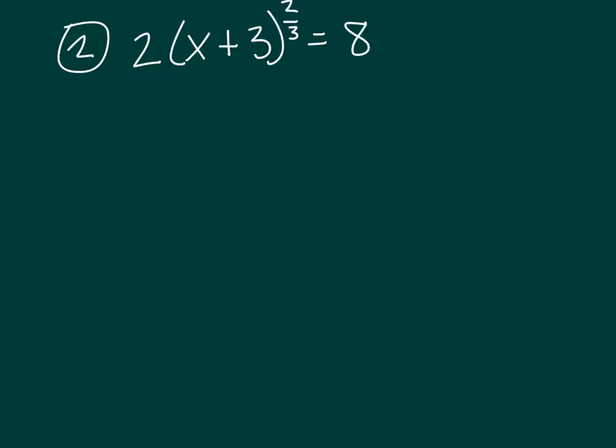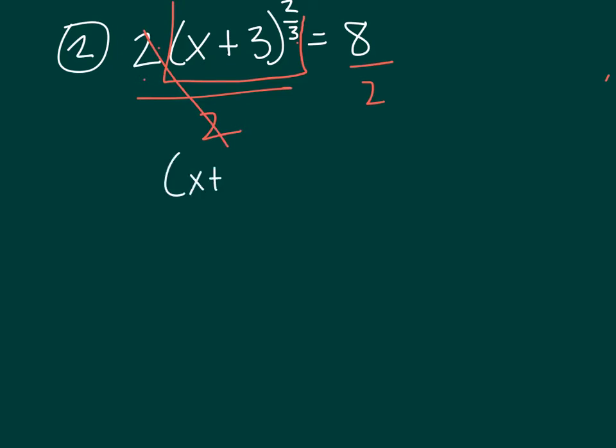Okay, so here we have 2 times the quantity x plus 3, raised to the 2/3 power, equals 8. We have our quantity that's being raised to a rational exponent, and that's what we want to isolate. So this 2 here needs to go. The 2 is being multiplied, so we're just going to divide both sides by the 2, because when it has a rational exponent, we can't multiply in. So we cancel those 2 out. We get x plus 3, raised to the 2/3 power, equals 4.